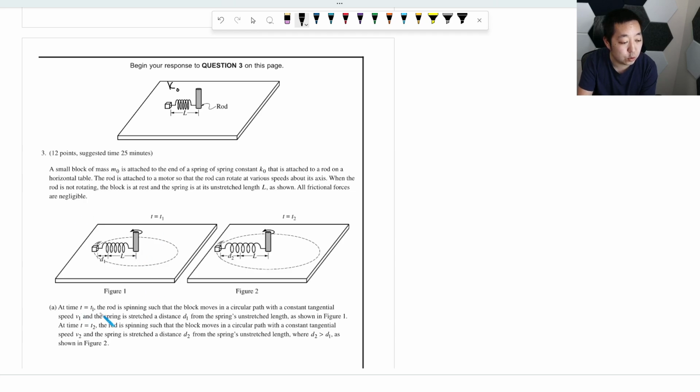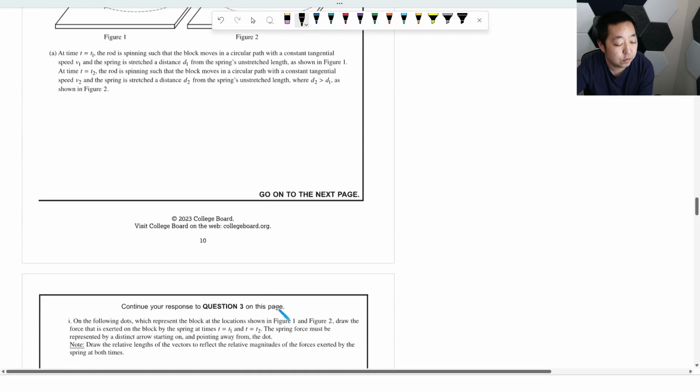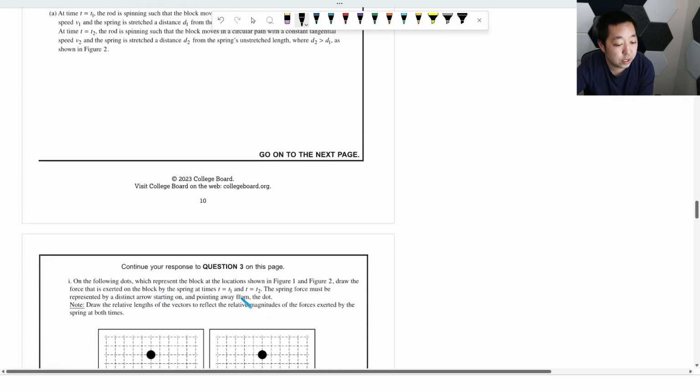At time t equals t1, the rod is spinning such that the block moves in a circular path with a constant tangential speed v1, and the spring is stretched to distance d1. Okay, shown in figure 1. At time t equals t2, the rod is spinning such that the block moves in a circular path with constant angular speed, tangential speed v2, and the spring is stretched to distance d2, where d2 is greater than d1. Okay, fair enough.